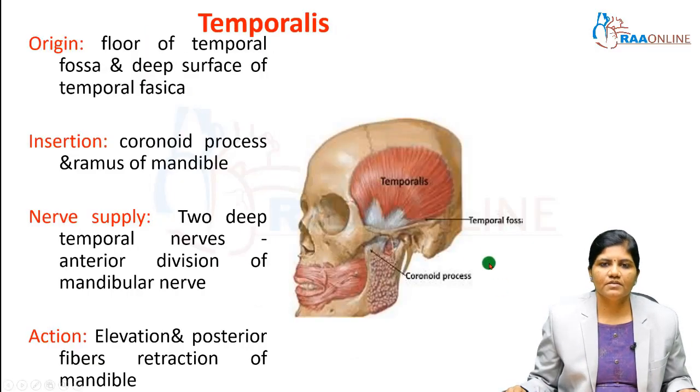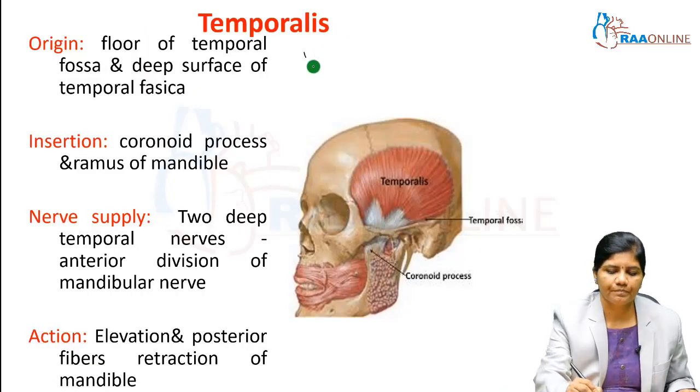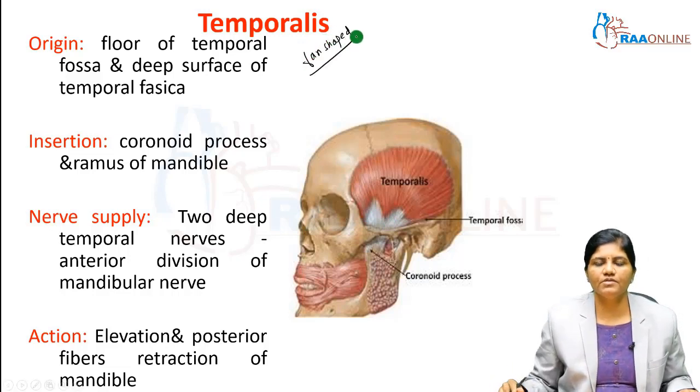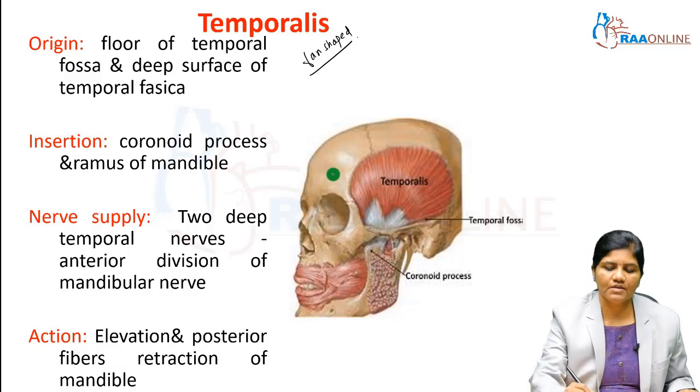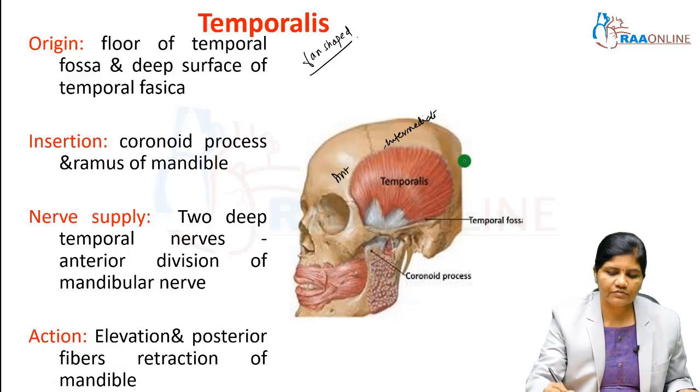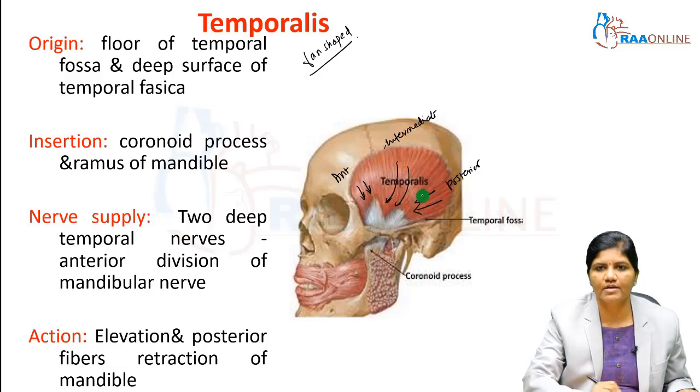Let's see temporalis first. Temporalis is a fan-shaped muscle which is present in the temporal fossa. The origin is the floor of the temporal fossa, as well as the fascia covering the temporalis, the temporal fascia. So origin is from the bone as well as fascia. And the insertion: see the direction of the fibers. These are the anterior fibers, these are intermediate fibers and these are posterior fibers. The anterior fibers descend vertically, the intermediate fibers run obliquely and the posterior fibers are mostly horizontal in direction.